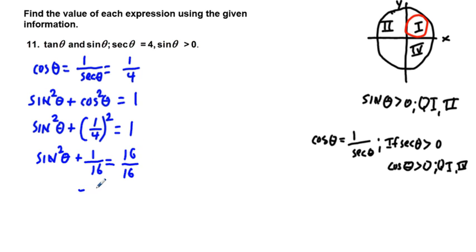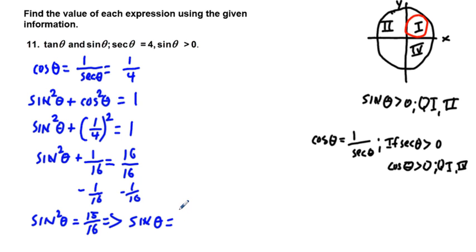And if we subtract 1/16 from both sides of this equation, we're going to have sine squared theta is equal to 15 sixteenths. And taking the square root of both sides, sine theta is going to be equal to square root of 15 over square root of 16, which is 4. And we have to worry about plus or minus, don't we? Well, we know sine is greater than 0, so this will be our answer here.